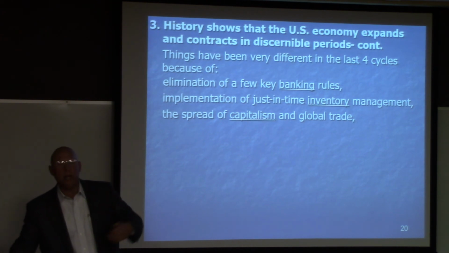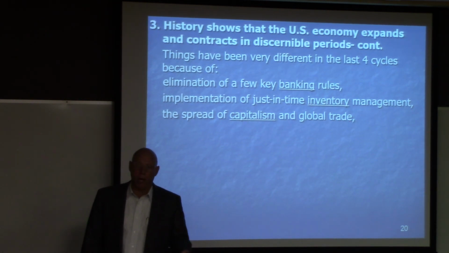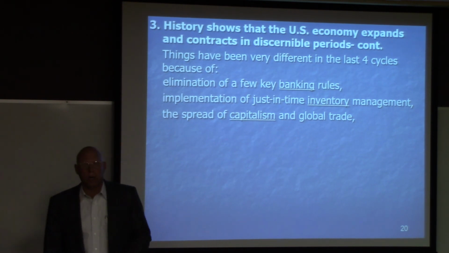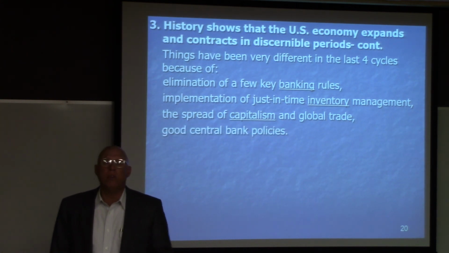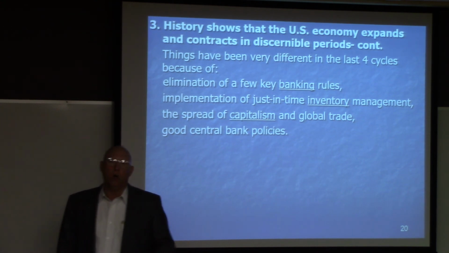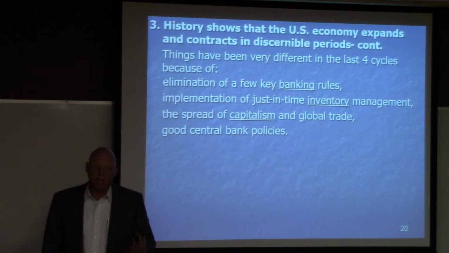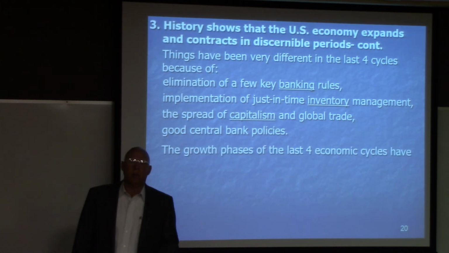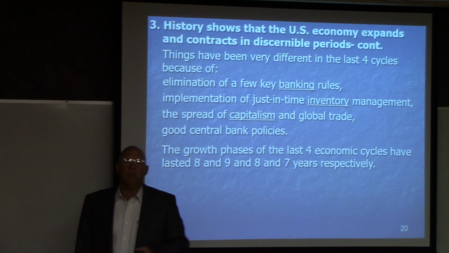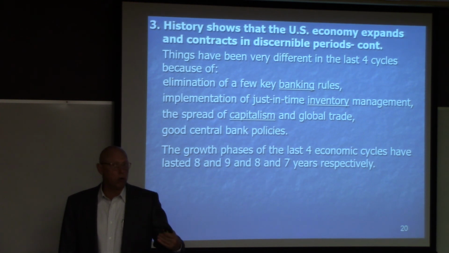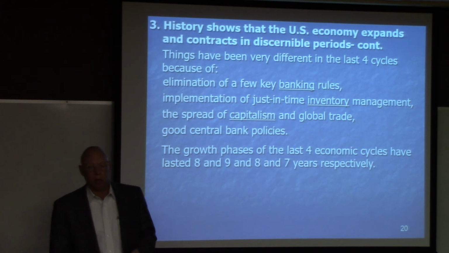Then we had the spread of capitalism, primarily in China, India, and Russia. We had more capitalism, and so that's helped economic growth. And our central banks have learned a lot over the years, and their policies have been a whole lot better. Because of these reasons, we have had much longer economic cycles. The growth phases of the last 4 economic cycles have lasted 8, 9, 8, and 7 years respectively. So we've gone from 4-year growth cycles to 7 to 9-year growth cycles, because we're managing the economy better.